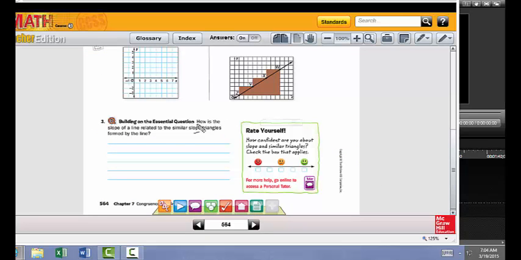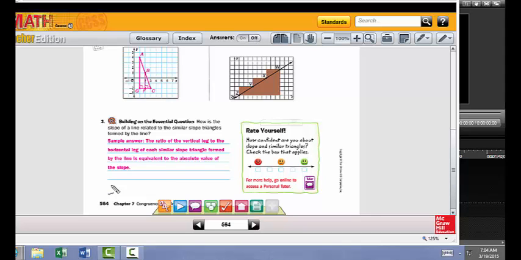And now our essential question number 3. Building on the essential question, how is the slope of a line related to the similar slope triangles formed by the line? And what we could say here, again, this is going to be a lot easier this way, we could say that the ratio of the vertical leg to the horizontal leg of each similar slope triangle formed by the line is equivalent to the absolute value of the slope.